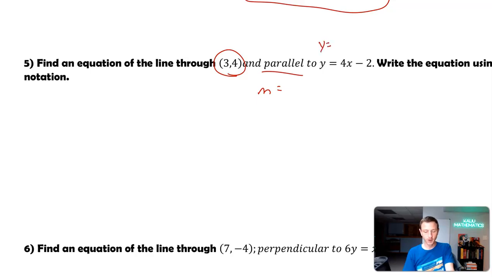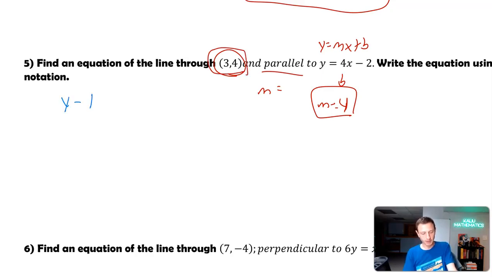This is already in the form of y equals mx plus b. So all I have to do is grab that slope value, which is 4. So the slope is 4. So I'm going to take this slope, I'm going to take this point, and I'm going to plug it into point slope. So y minus y1, which this is our x1, this is our y1. So y minus y1 equals the slope of 4 times x minus the x1. And then we solve it.